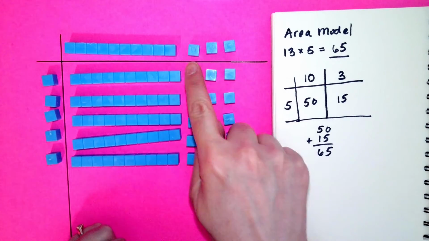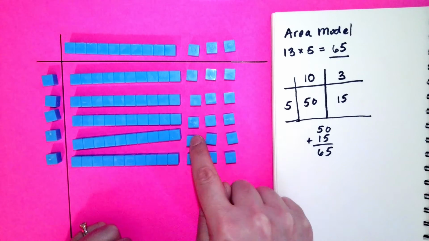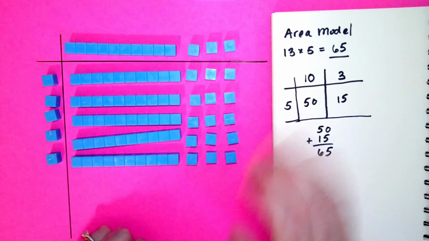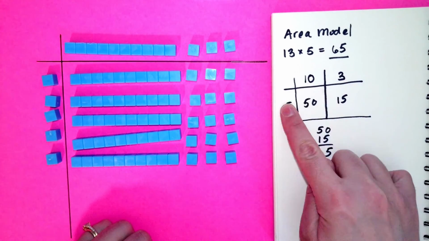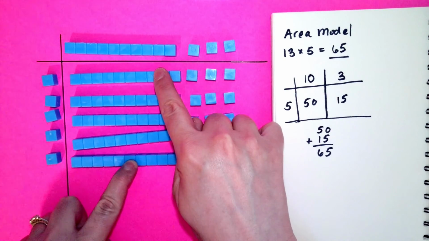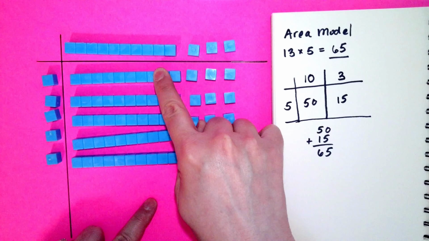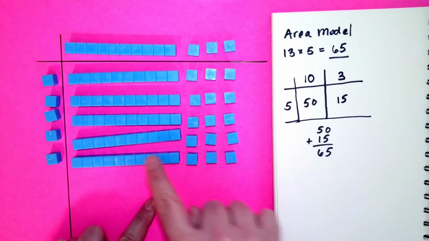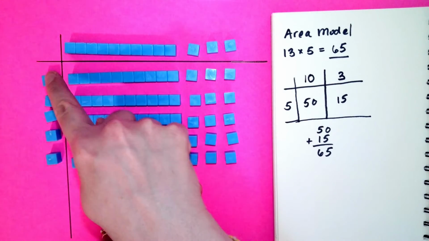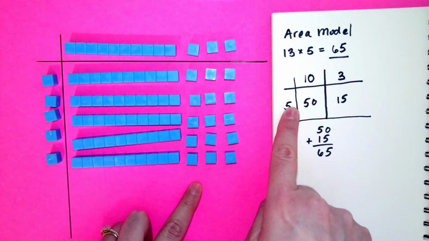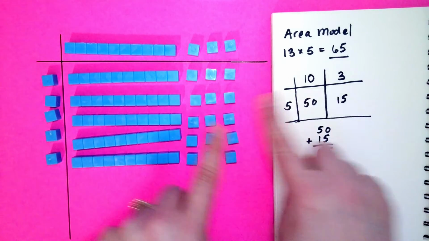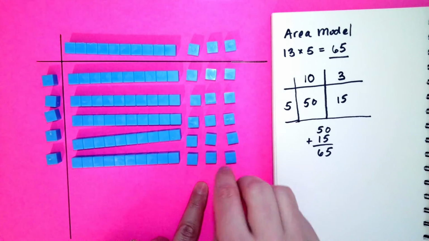And in the end, I have 1, 2, 3, 4, 5, 6, 7, 8, 9, 10, 11, 12, 13, 14, 15 ones. So similar to my area model, 10 times 5 gave me 50 here. 10 times 5 ones gives me 50 here. If I count my tens rods by tens, 10, 20, 30, 40, 50. And with my ones cubes, I have 3 ones cubes across the top, and 1, 2, 3, 4, 5 down the side, and 3 times 5 gave me 15 here.